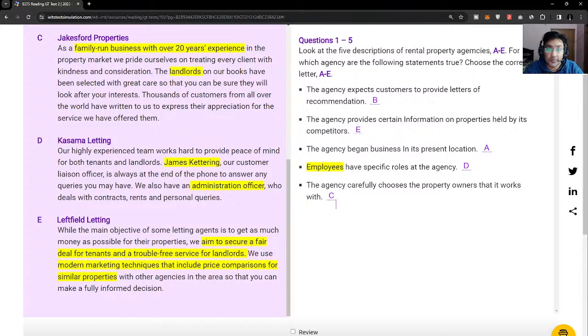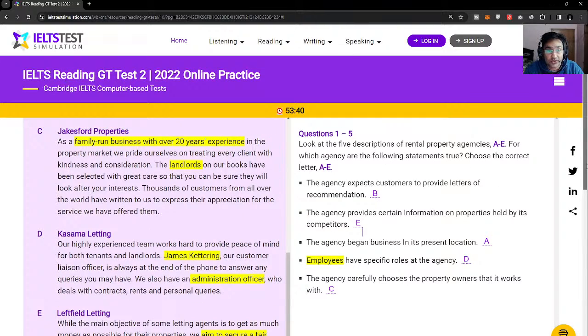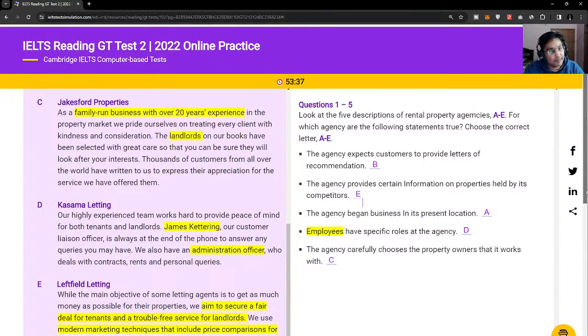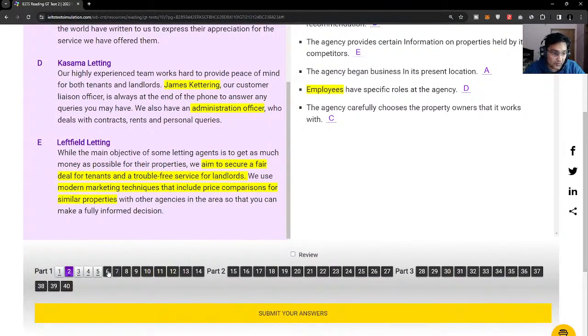It provides certain information on properties held by its competitors. Bingo, we're done. 5 questions done in about, you can say, 7 minutes. Not bad. Let's move on.